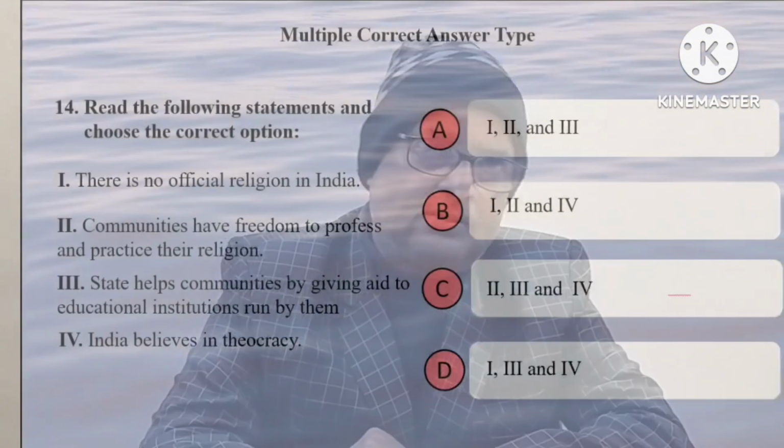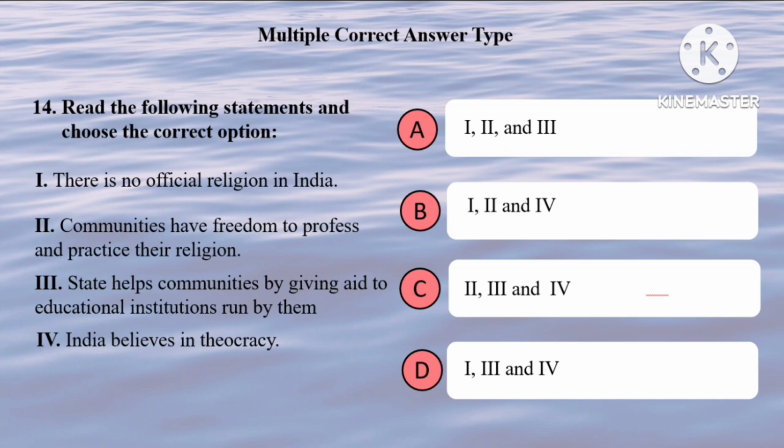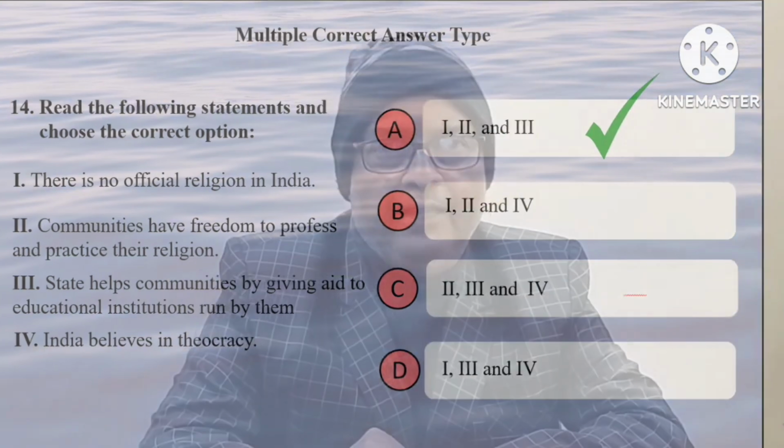Next, there is no official religion in India. Correct. Communities have freedom to profess and practice their religion. Correct. State helps communities by giving aid to educational institutions run by them. Yes. India believes in theocracy. No. So all the statements except for the last one are correct. So the correct option will be A.